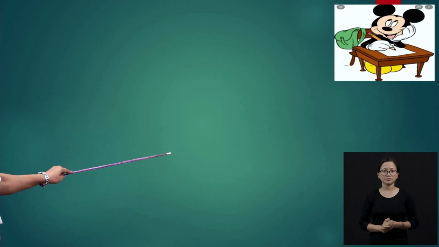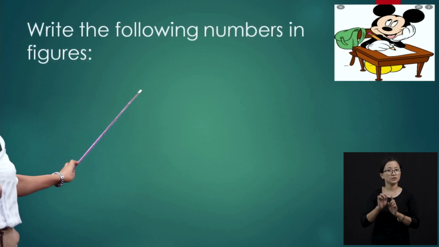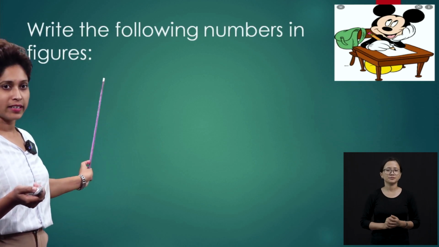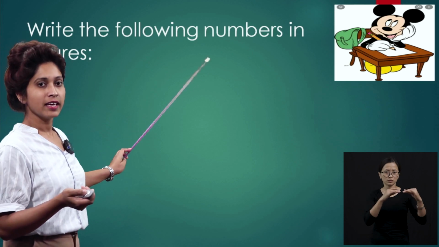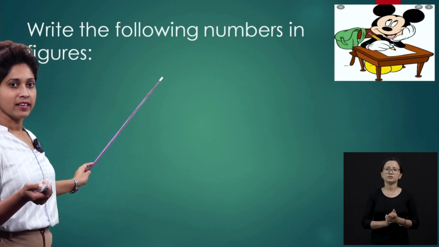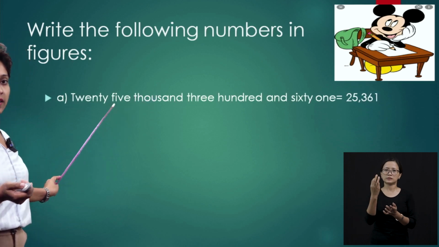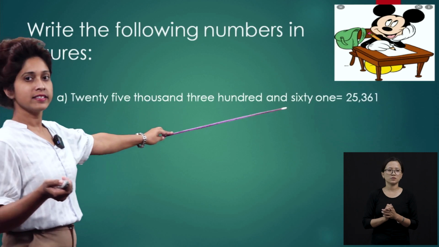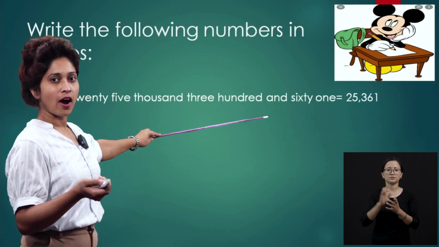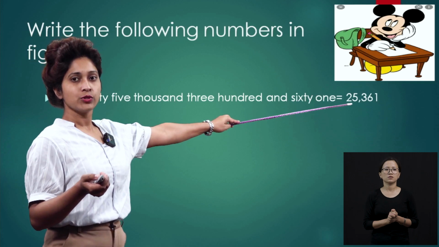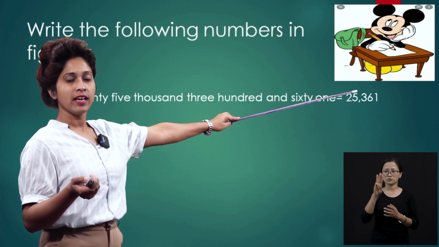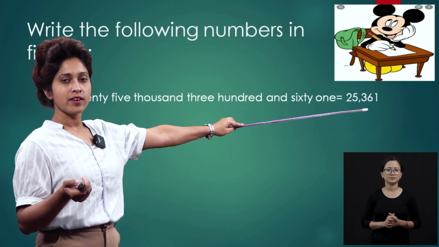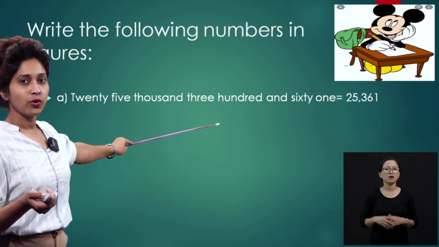Write the following numbers in figures. So now you have to write the numbers into figures. Before, we wrote figures into words, right? Now, the first one we have is twenty-five thousand three hundred sixty-one. How will you write it in numbers, students? 25, and then 361, right? So it is 25,361, right?